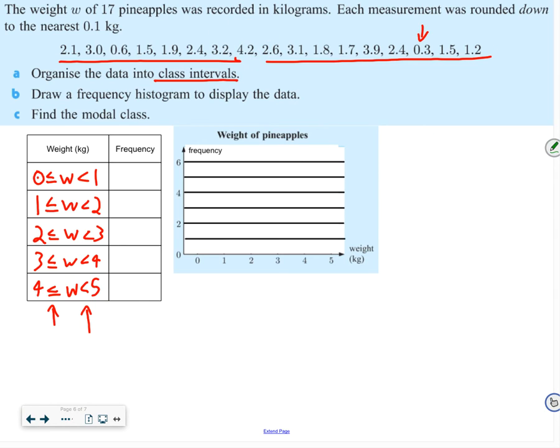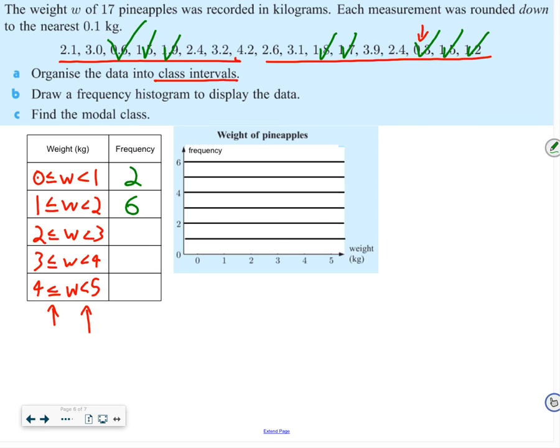Going through, I'm going to identify which numbers belong in each class. So how many are between 0 and 1? I'm going to cross them out as I go. I get 1, 2 pineapples between 0 and 1. Now between 1 and 2, I get 1, 2, 3, 4, 5, 6. So 6 pineapples between 1 and 2.